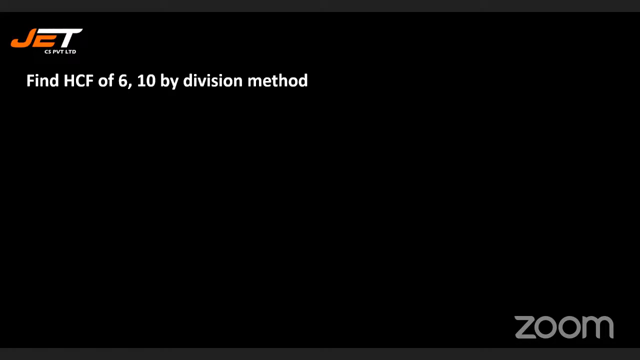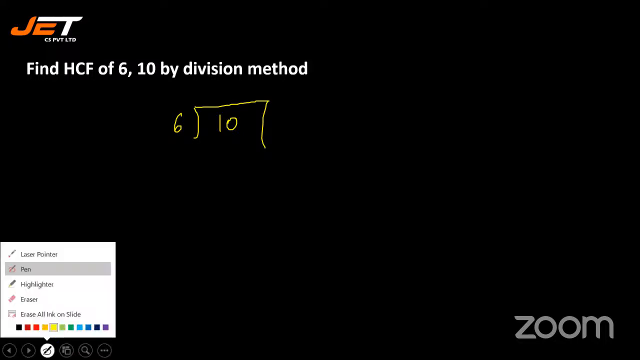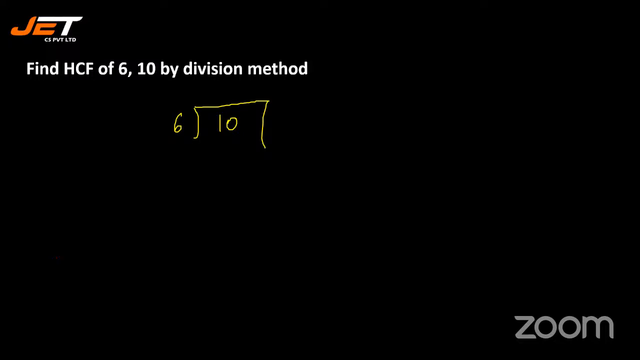Right? Now, 6 and 10. So 6 is smaller than 10. So 6 will be treated as the divisor and 10 as the dividend. Try to do it. Come on. Give it a try. The way you do normal division, that's it.